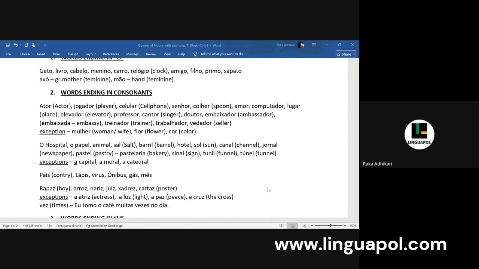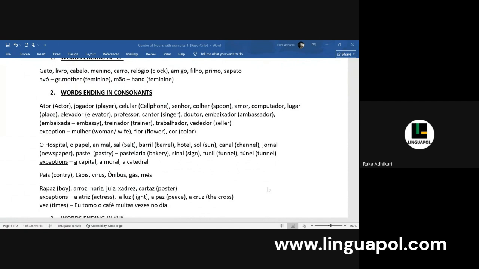Okay, I was saying capital. Capital, although it ends in L, it is actually a feminine word. There's no specific reason behind it. It is just an exception. Then moral. Moral is moral of the story or a moral lesson. So that is also a feminine word in spite of ending in L. Then we have cathedral. Cathedral is a cathedral church. So that is also a feminine word, a cathedral. So there are some exceptions to this.